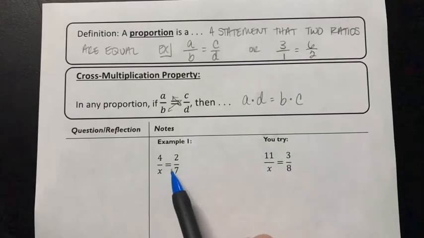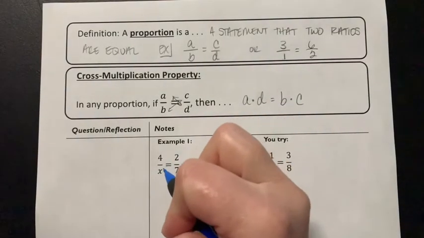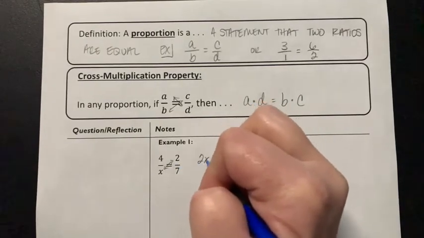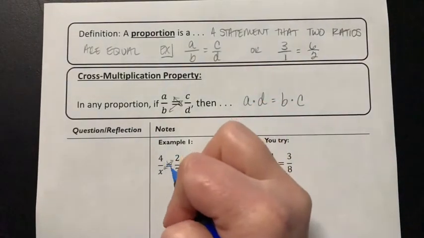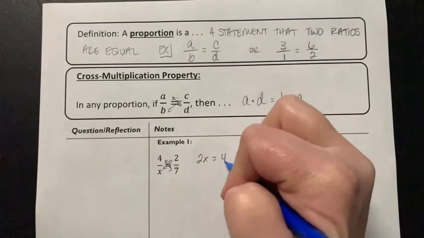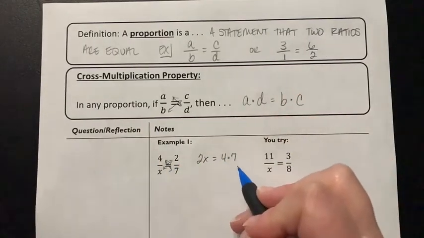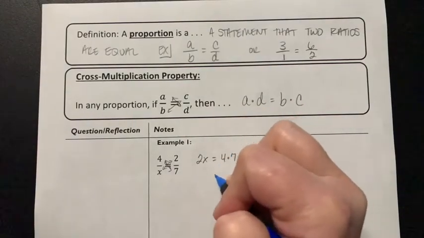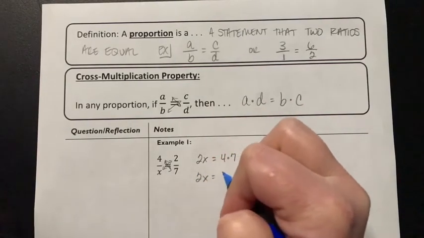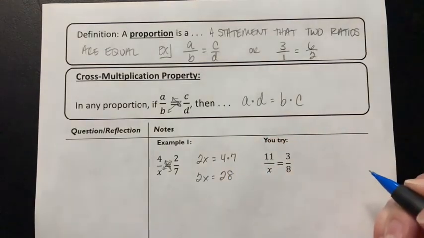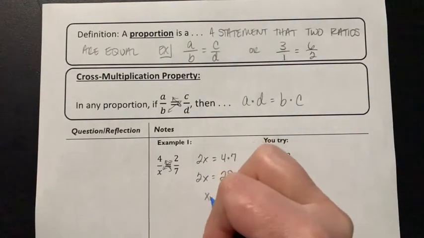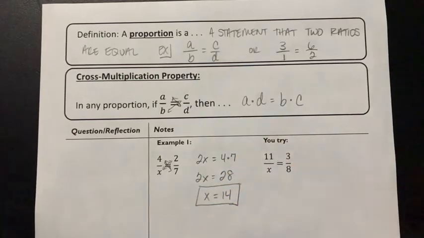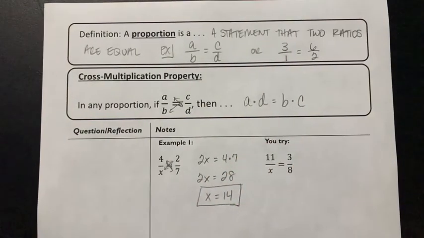I'm going to start here with this one, and I'm just going to do the same thing. I've got x times 2. I know I can write that as 2x equals 4 times 7. I'll go ahead and write it like that with the product dot, just so we can see that multiplication. 4 times 7 is going to give me 28. And then we would divide both sides by 2 to get that x equals 14. So I'm just going to box that in as my solution.